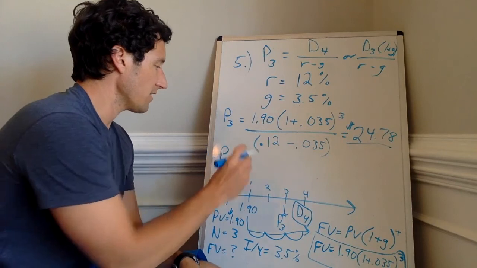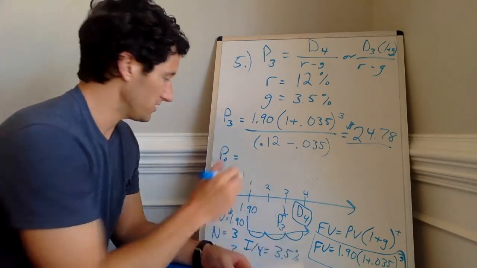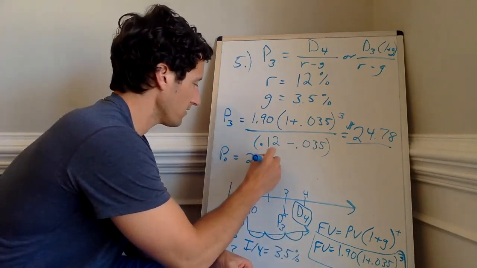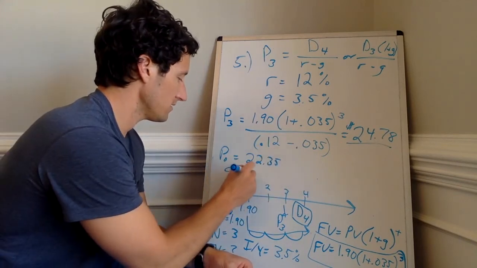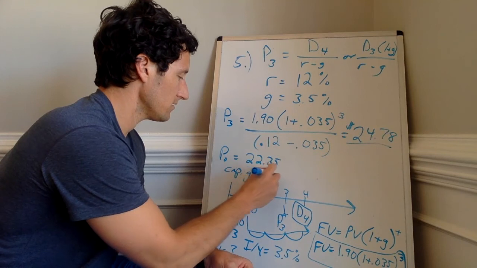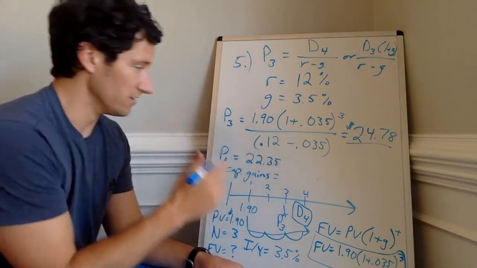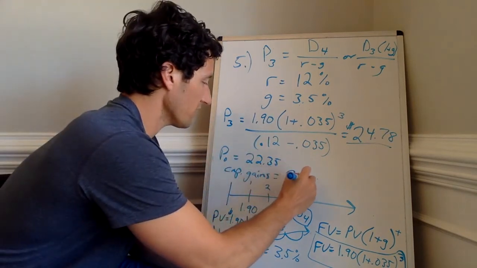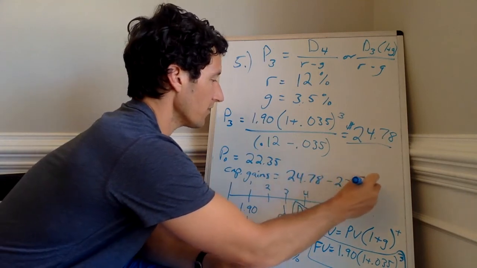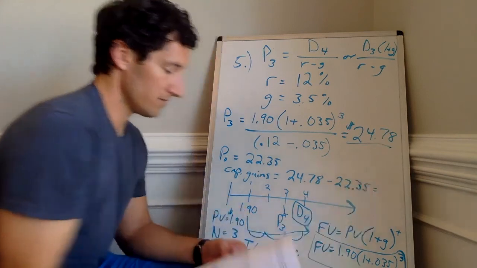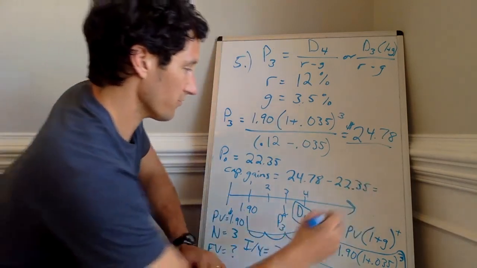P0, the price today, was equal to 22.35. So our capital gains is just the difference in those two in dollars. 24.78 minus 22.35, and you get $2.43.